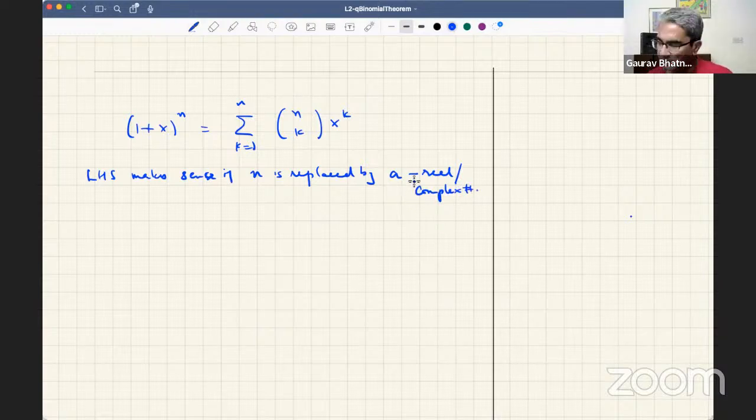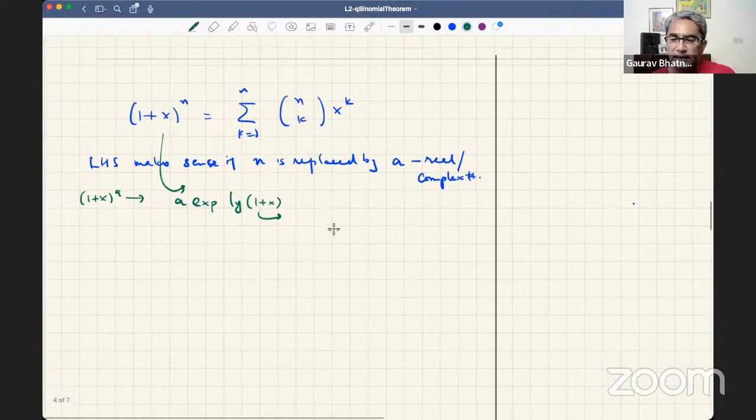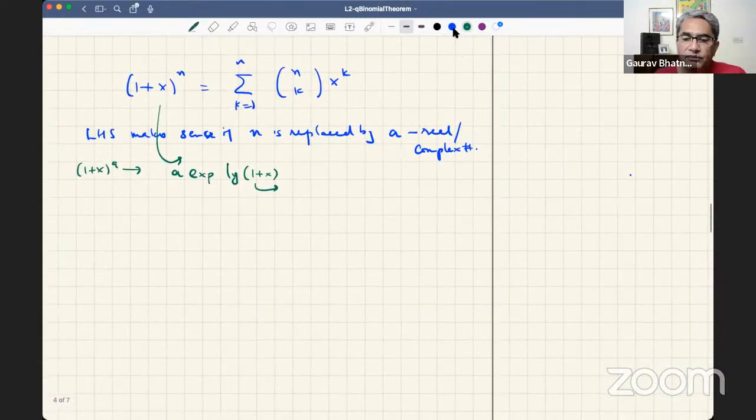If it's a complex number, then we have to define it like the exponential of a times the log of 1 plus x. So (1 plus x) to the a would be defined like this, and then you have to take care that the log is the complex log. But it works, it can be done. And anyway, for real numbers, just think of it as a real number. This is fine.